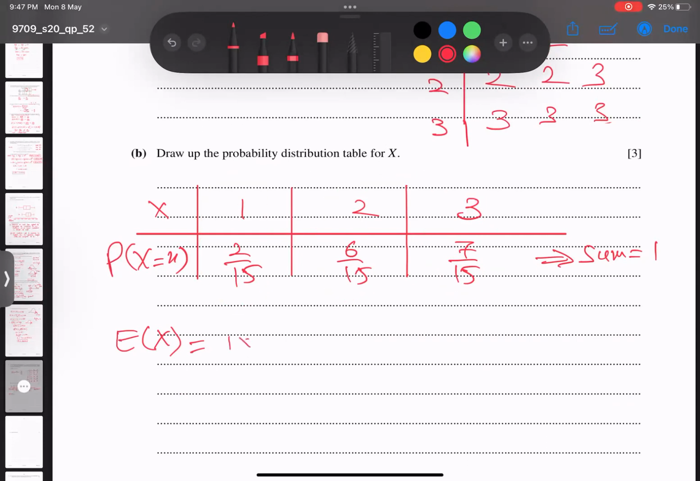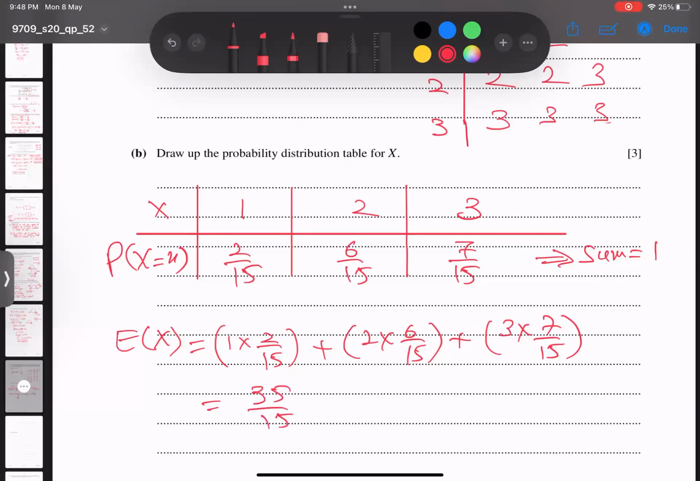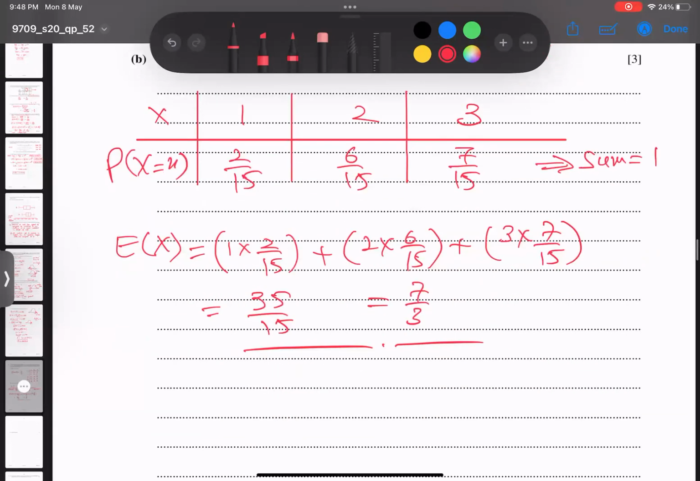So 1 into 2 over 15, 2 into 6 over 15. Although I can do it directly, just for the sake of your understanding, I'm doing it. And if you solve it, 2, 12 and 21. If I add the numerators, I got 35 over 15, and the final answer is 7 by 3, the mean. Done. So now in our variance, what is the variance formula we have, students?